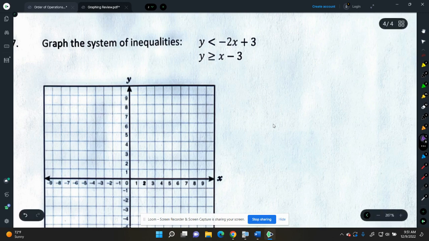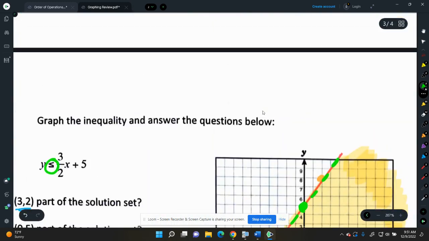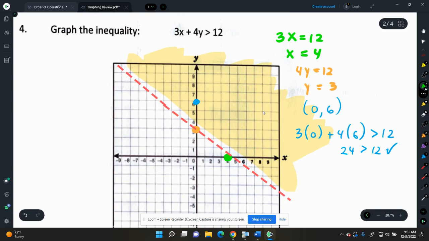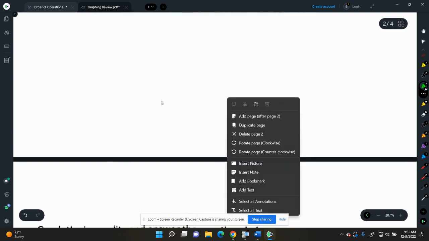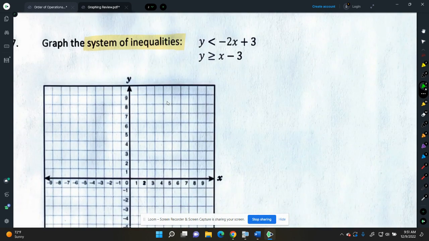So this is a system of inequalities. And how do we know that? It says system of inequalities, right? That's how we know that. Now we know that because there's more than one inequality. Both of these, unlike problem number 4, are in slope-intercept form, so that makes it easier to graph. Okay, Annabella, how do I start graphing this?